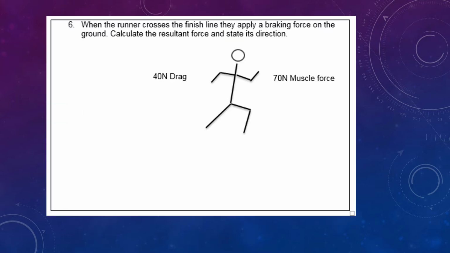There's one more question on the next page. There was number 6. When the runner crosses the finish line, they apply a braking force on the ground, and it gives you those numbers there. And you have 70 newtons of muscle force and 40 newtons of drag. So again, if you draw the arrows and do the calculations, you should get 30 newtons to the right.